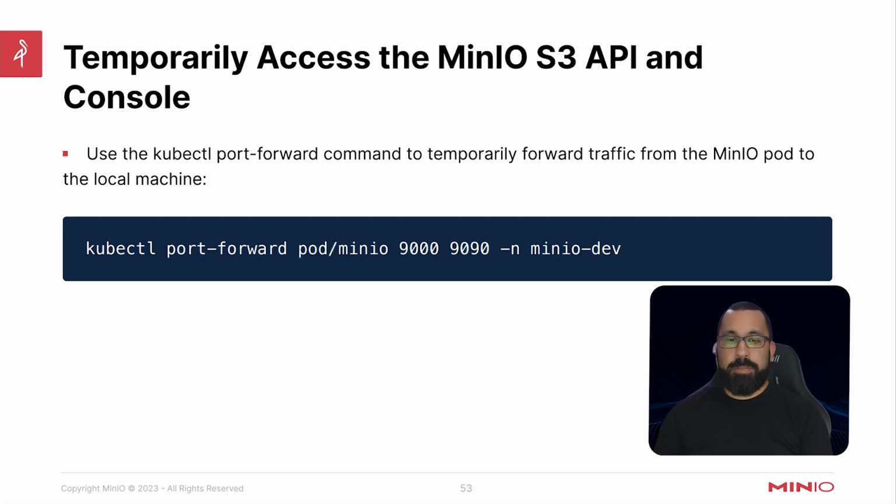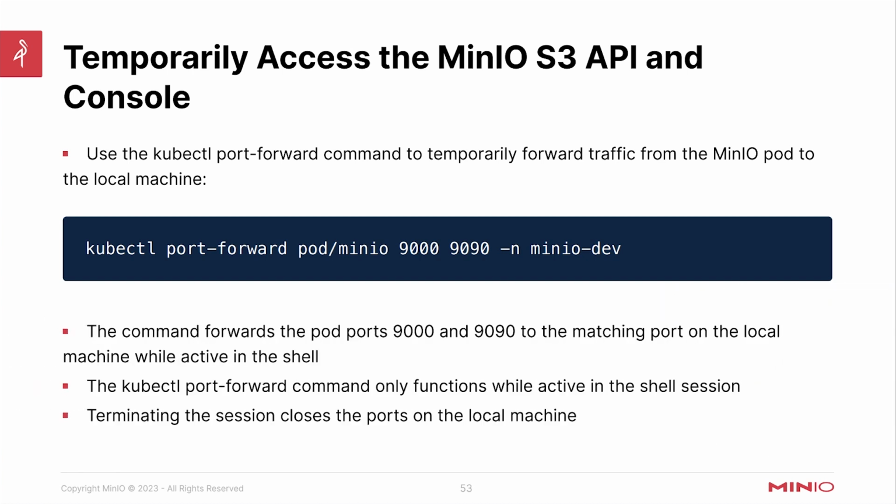So I'm also going to provide you with an alternative method to do this, and we will show that in the demo. But this actually forwards the pod ports 9000 and 9090 to the local machine using the shell command. The port-forward command only functions while active in the shell. So again, if you quit this, you will no longer be able to access it, and terminating the session closes the ports on the local machine. The local machine, I think, is the key here, because if you are not on this machine and accessing localhost or the 127 address on this machine, then this may not work for you. Let's jump into the demo and actually show this.